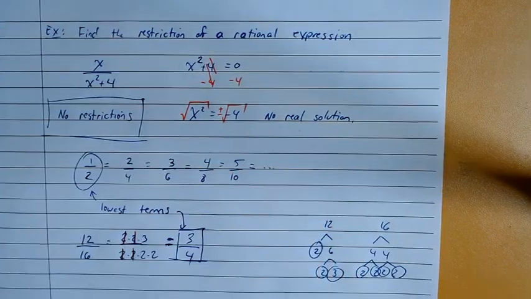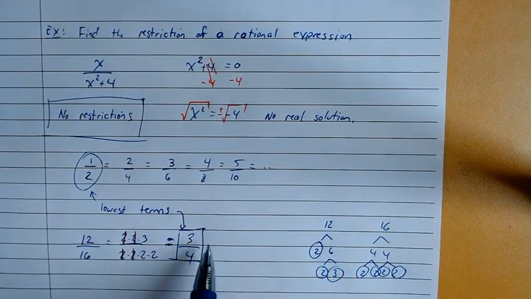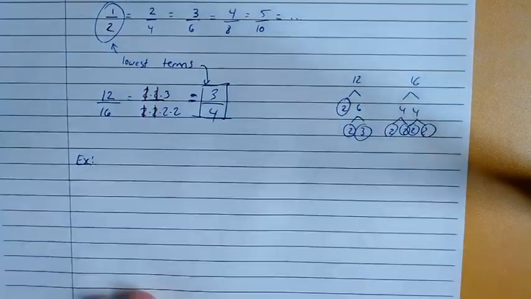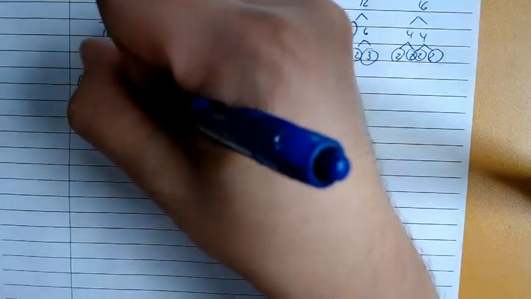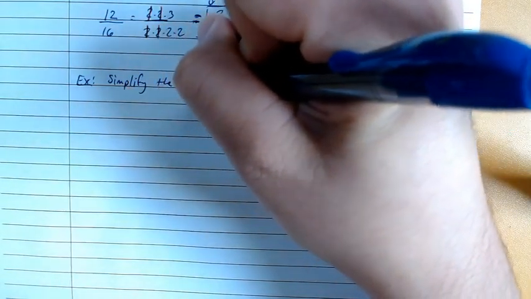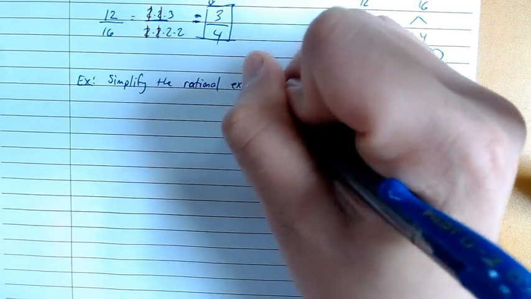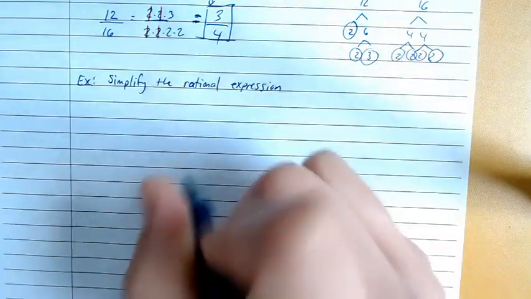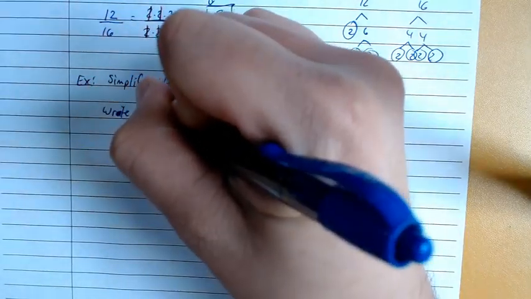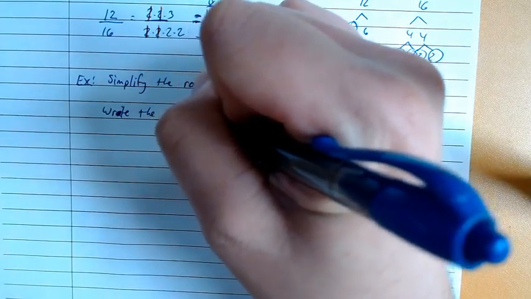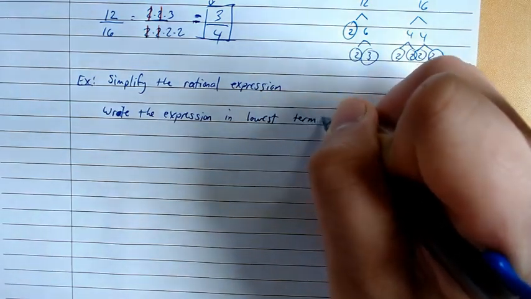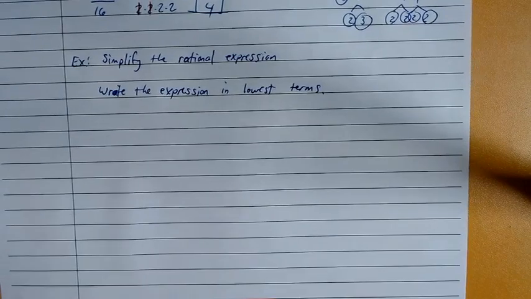But a rational expression is just a fraction, which means that I'll be able to do the same thing that I see here. So, for example, here we're going to simplify the rational expression. We can also say we're going to write the expression in lowest terms. Those mean the same thing. Let's consider the following expression.